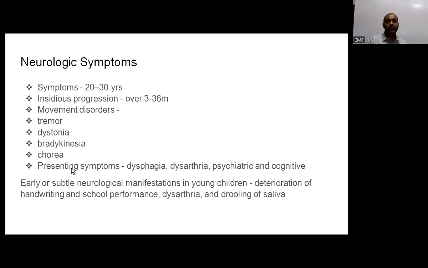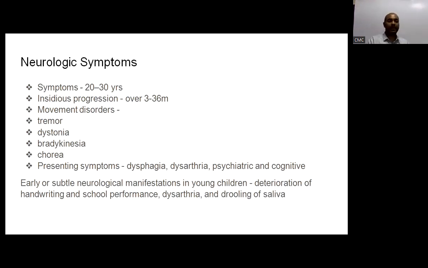So coming to neurological symptoms. Hepatic Wilson's is one decade earlier, but neurological Wilson's is in the age group of 20 to 30, with insidious progression over 3 to 36 months. The main presenting symptoms are dysarthria, dysphagia, and psychiatric and cognitive decline.